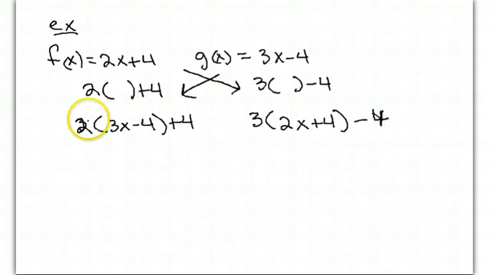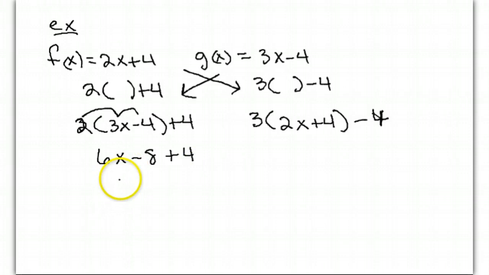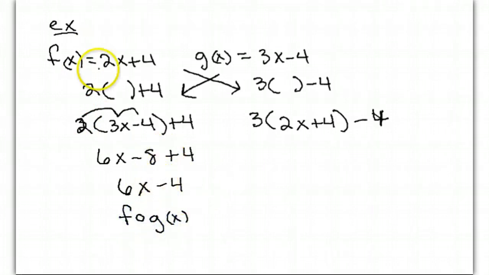So here you're going to distribute the 2, which is the bunny hop, and that's going to give you a 6x minus 8. And you bring down the plus 4. And then when you collect the like terms, it's going to give you a 6x minus 4. Because that's under the f, that's going to give you FOG, f composed of g. And so this is what FOG is.